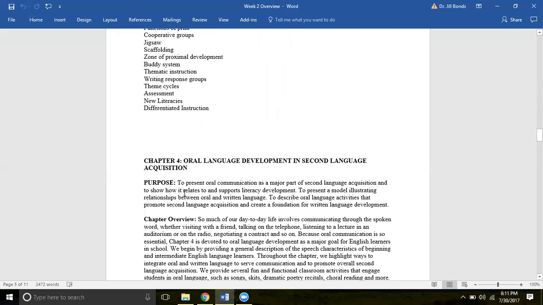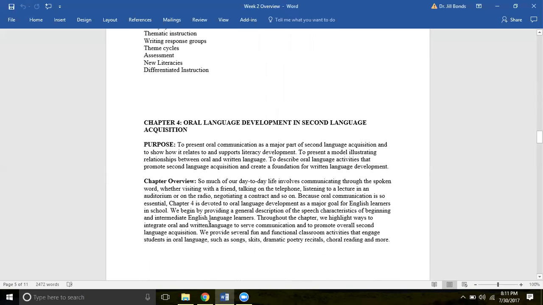In chapter 4, we talk about oral language development and second language acquisition. The purpose of this chapter is to present oral communication as a major part of second language acquisition and to show how it relates to and supports literacy development, to present a model illustrating relationships between oral and written language, to describe oral language activities that promote second language acquisition, and create a foundation for written language development.